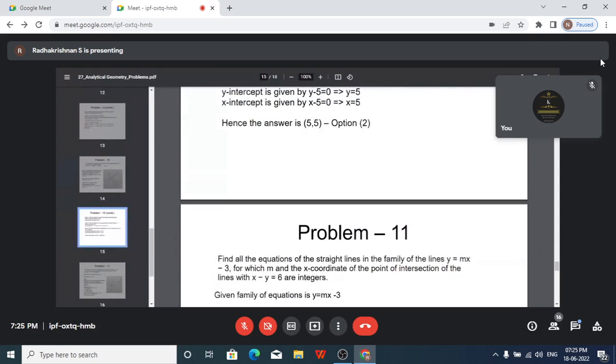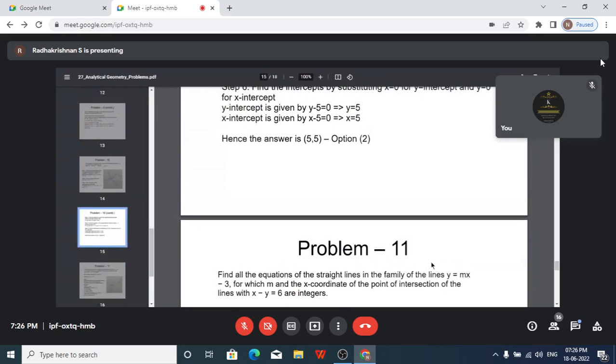Now we go to a problem on the family of lines. Find all the equations of the straight lines in the family of lines y equal to mx minus 3, for which m and the x coordinates of the point of intersection of the lines with x minus y minus 6 are integers.